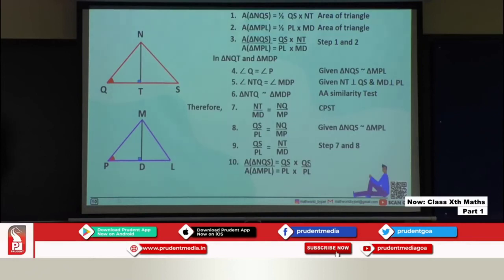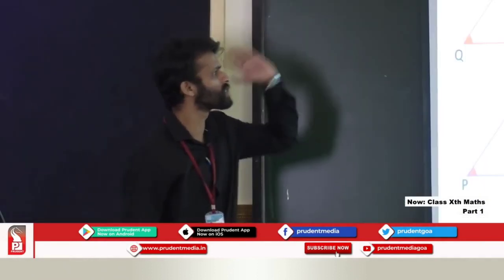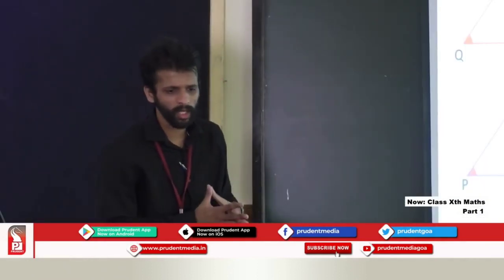And it is from which 2 steps? I have taken into consideration step number 3 and step number 9. And QS multiplied by QS will become QS square, and PL multiplied by PL will become PL square. So this part is done till here, and I can write the word similarly and say the other sides will also be in the same ratio. I hope this entire proof is very clear.